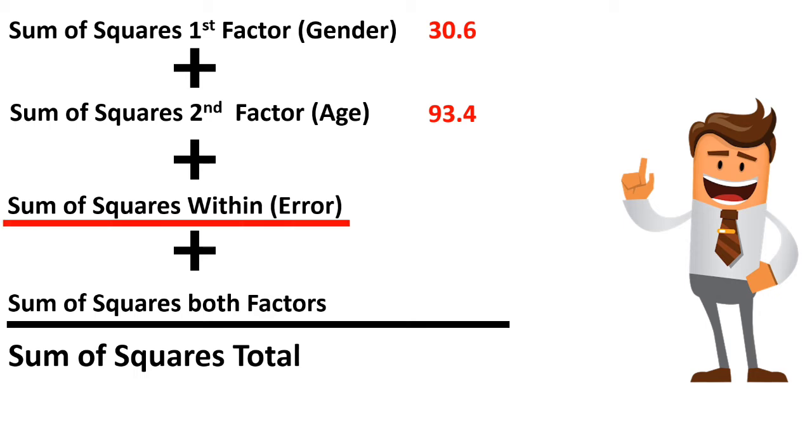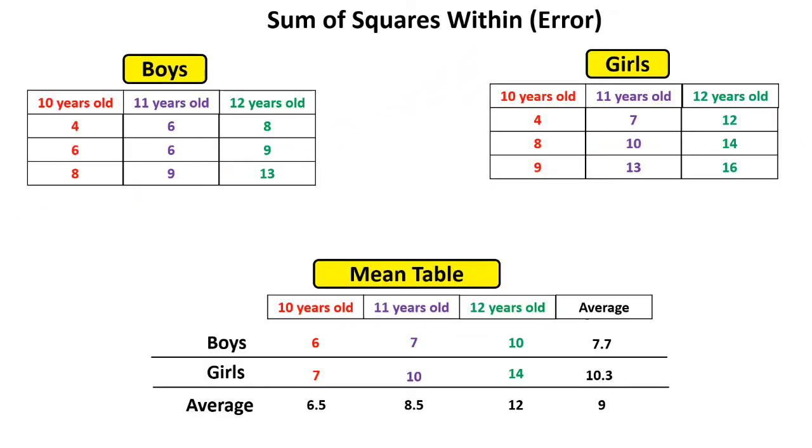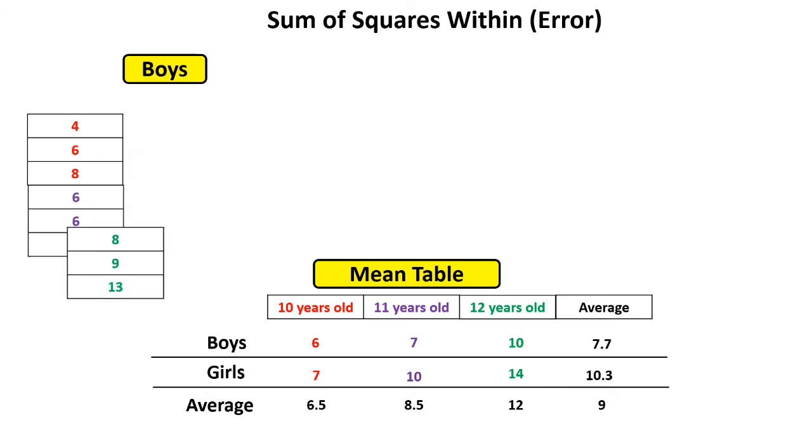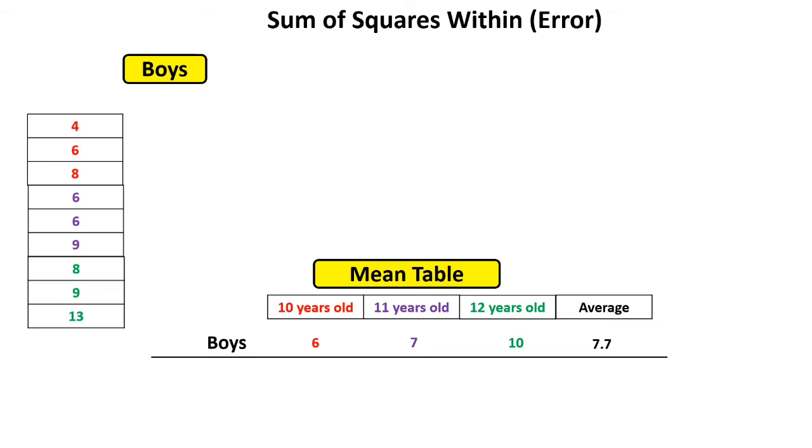Now for the sum of squares within, again, let's bring back our table. Let's take first the boys' data and organize it again into one column. Now let's take the boys' average test scores by age group and subtract it from each test score by age. Remember that red is for 10-year-olds, blue is for 11-year-olds, and green is for 12-year-olds.